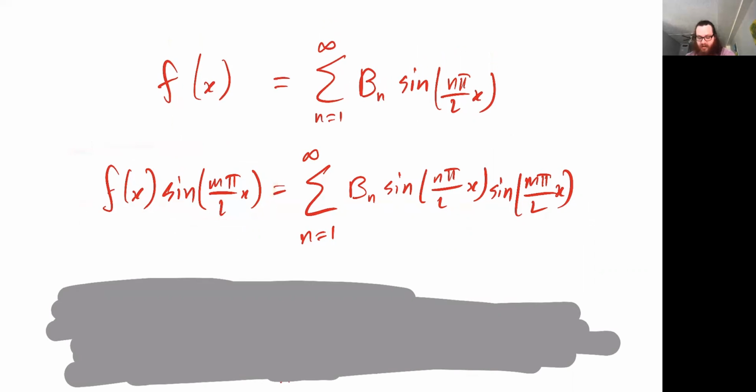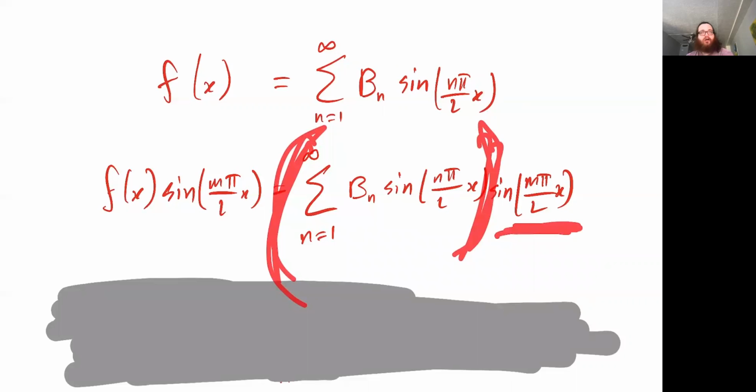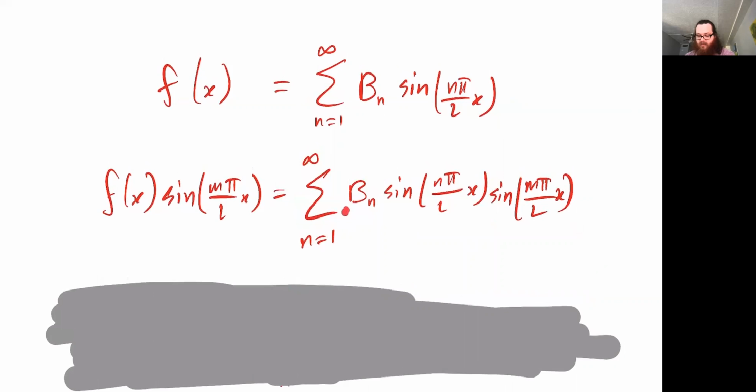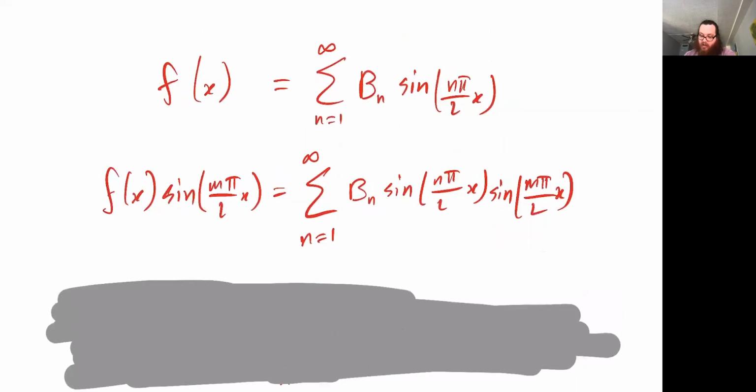The assumption here is that, technically, we have this sum in here times this piece right there. And so what we're going to do is distribute this piece over here across this infinite summation. Okay, so we're left with the sum over n equals 1 up to infinity of b sub n times sine of n pi over L x times sine of m pi over L x. Cool.